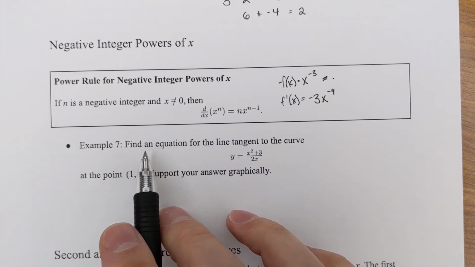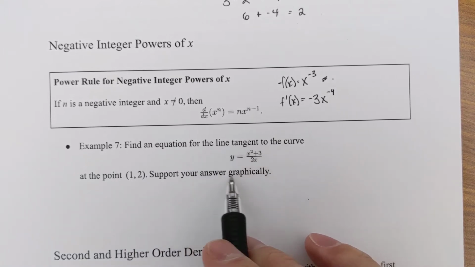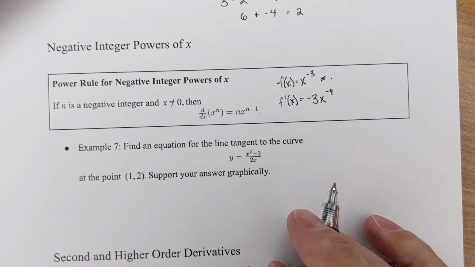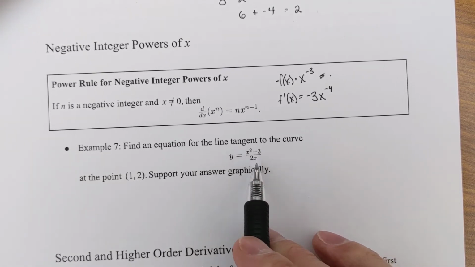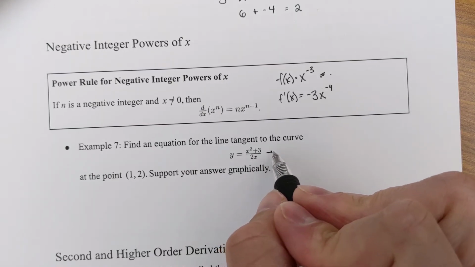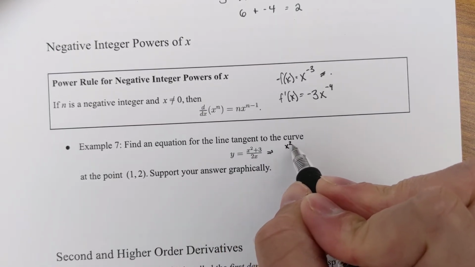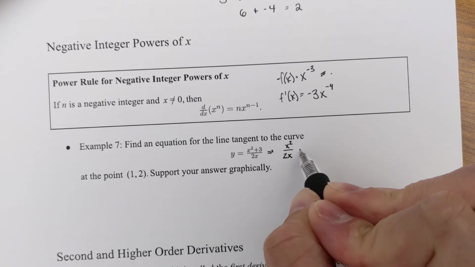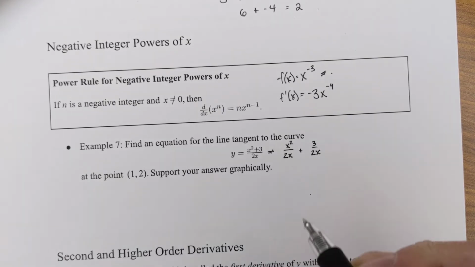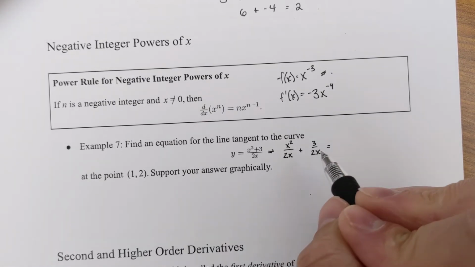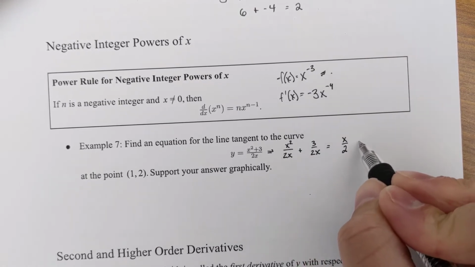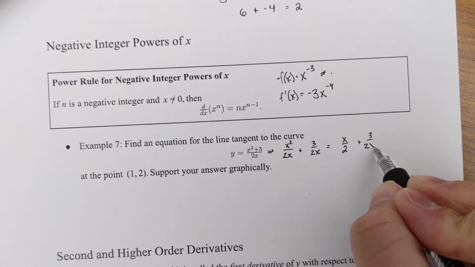All right, so 7, find an equation for the line tangent to the curve at the point given, and support your answer graphically. So I can do this a couple ways. I can run a quotient rule on this, or I can write it in terms of negative exponents. I'm actually going to rewrite this. Since they have a single term in the denominator, I can split this into 2 fractions, so it would look like this, which is equivalent to, this guy simplifies to x over 2, and then this.